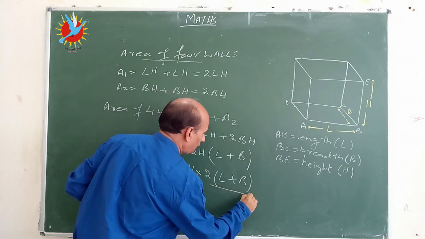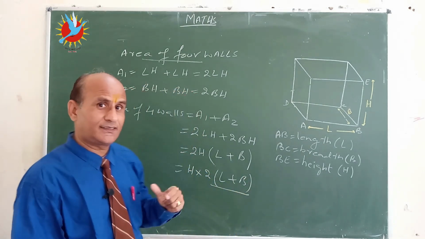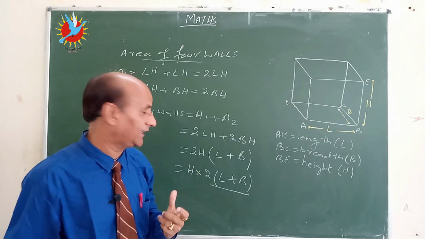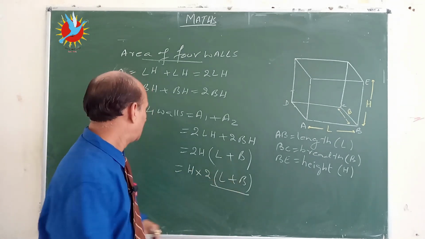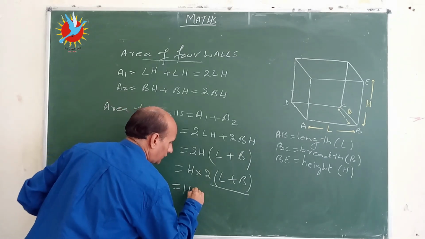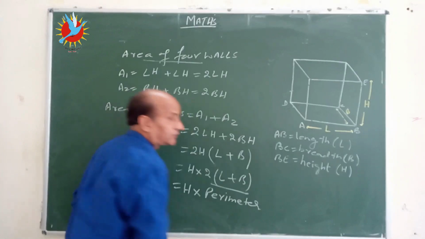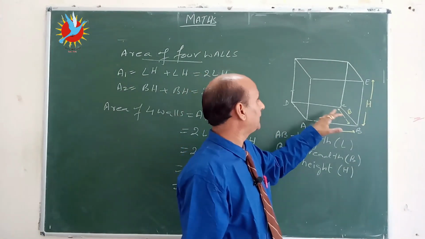Have you remembered this formula? This is the perimeter of a rectangle. Perimeter of a rectangle is twice (L plus B). So you can write it in this way also. Perimeter, length into breadth, it means the perimeter of the figure.